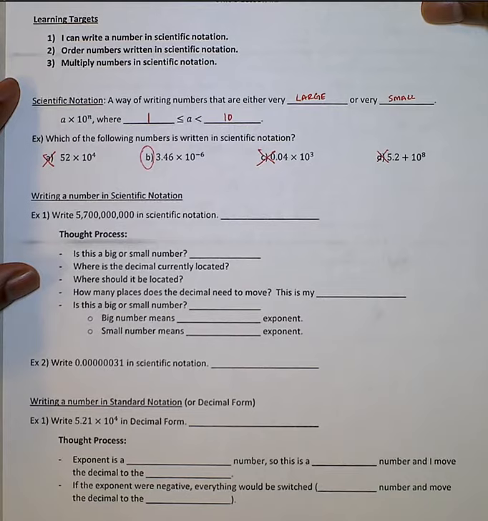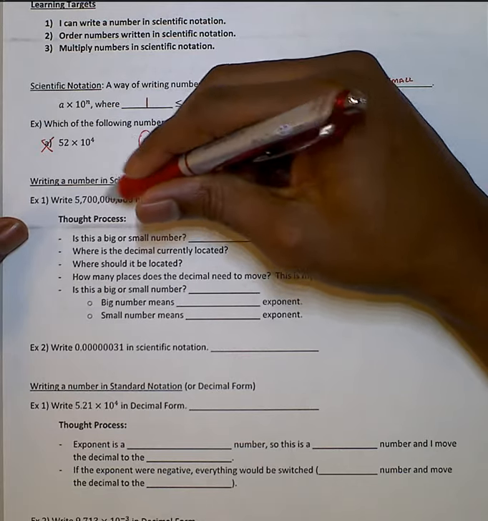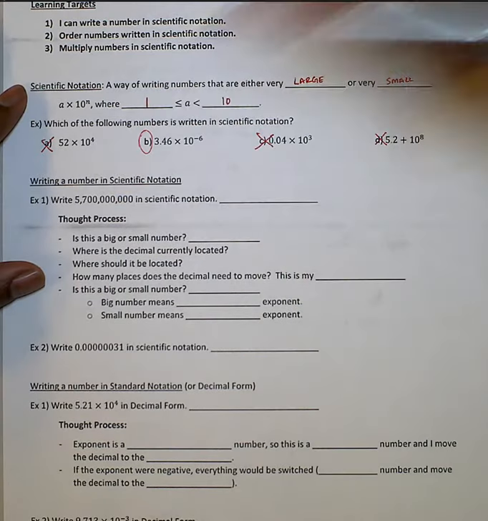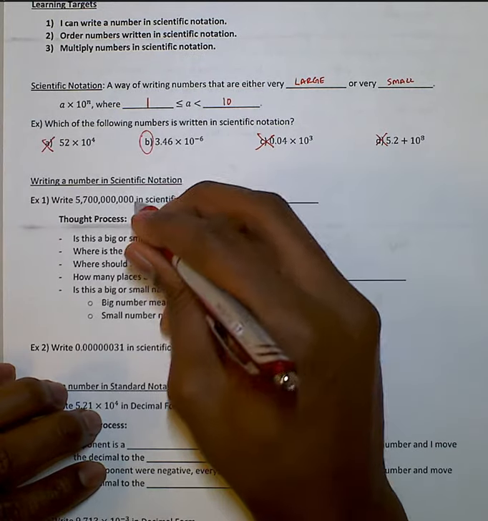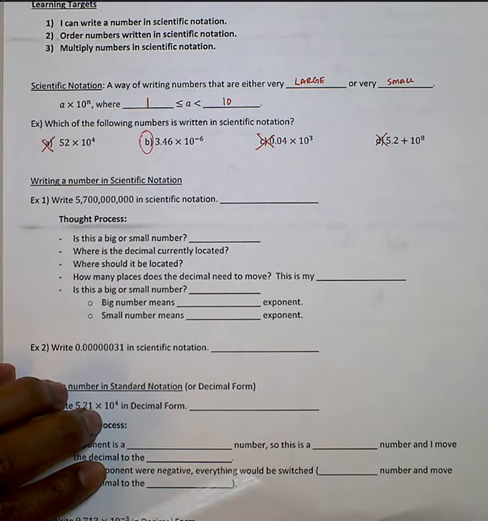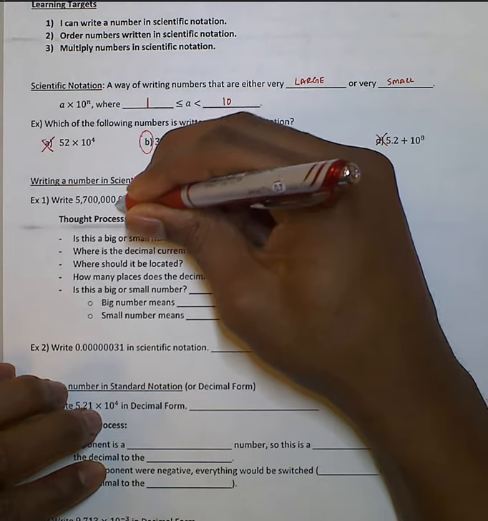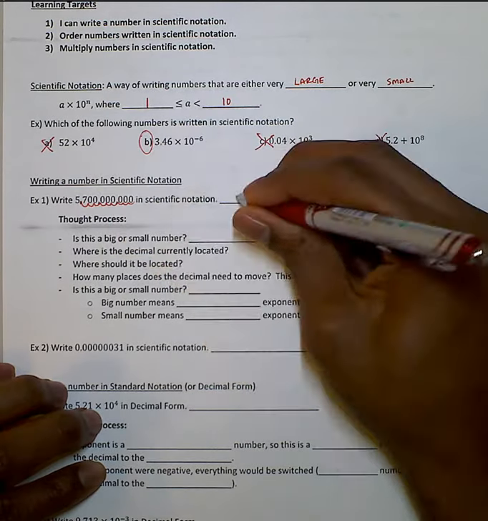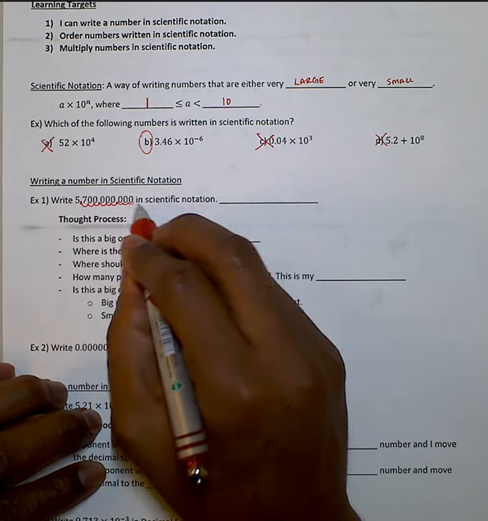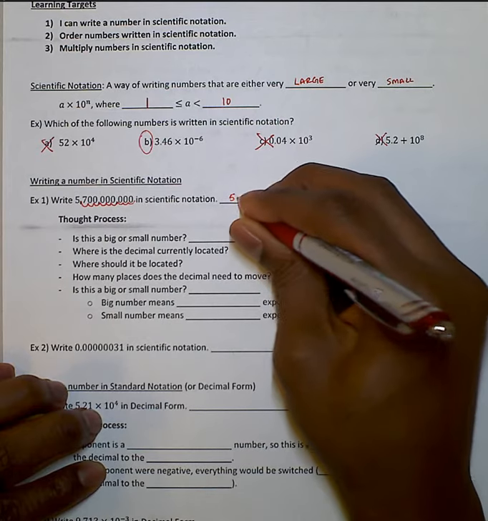Writing a number in scientific notation, we want to write this number, 5,700,000,000. Remember that for scientific notation, we're going to move our decimal so that the number is greater than 1 and less than 10. So 1, 2, 3, 4, 5, 6, 7, 8, 9. I counted 9 spaces, and it took me 9 spaces to move my decimal. Remember that there's a decimal in every number at the end, so that gives 5.7.